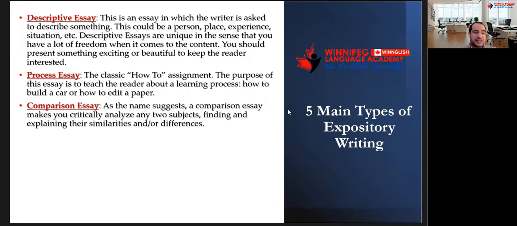Also, another type of expository essay is a comparison essay. And as the name shows you, you need to compare and contrast between two things: the United States and Canada in climate, or industry or whatever the topic is.